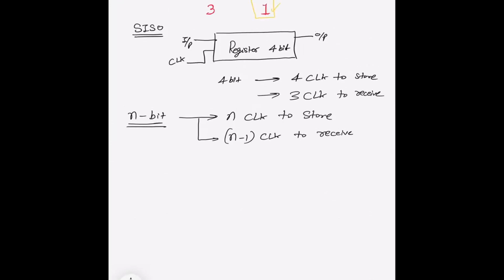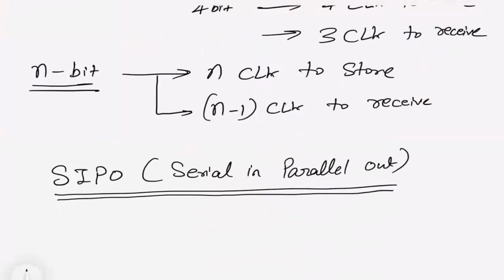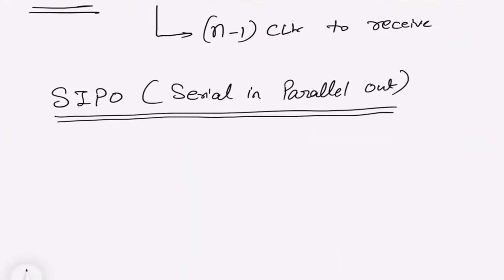Okay, let's see another case, which is SIPO. SIPO means serial in, parallel out. Serial in means it works as in the previous case. You have only one input end, and from that input end, you give your data one by one. But this parallel out is something new. So instead of having a single output, we have n number of outputs.